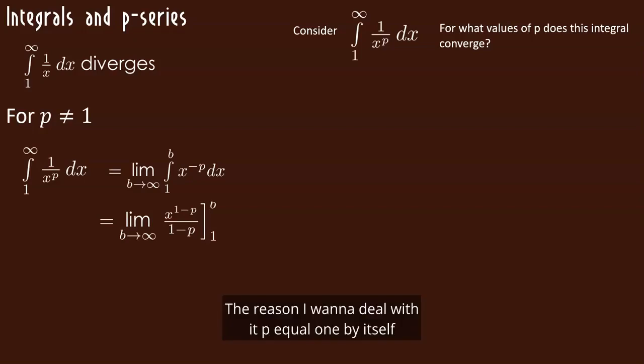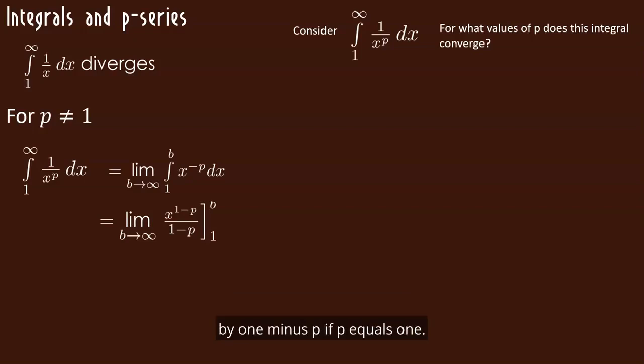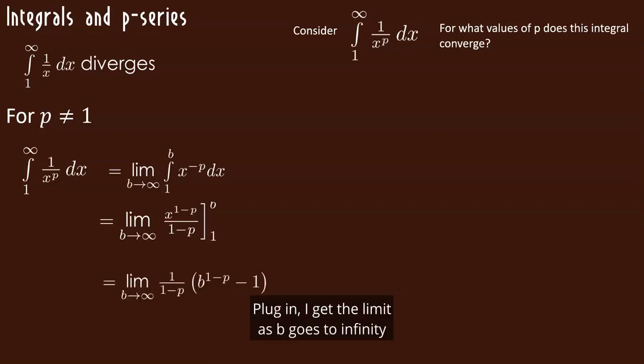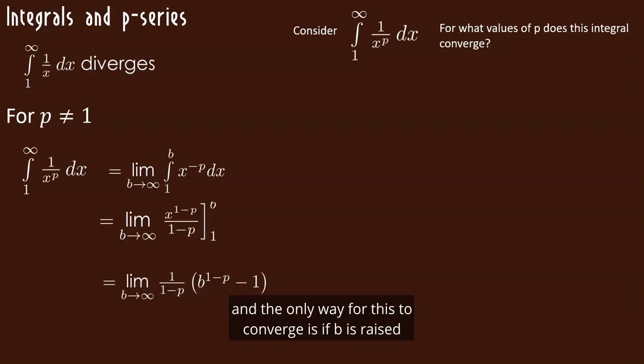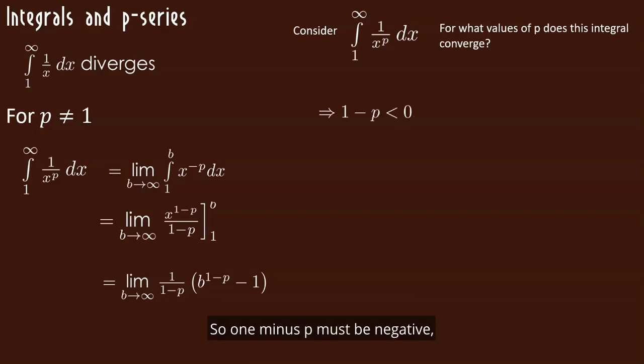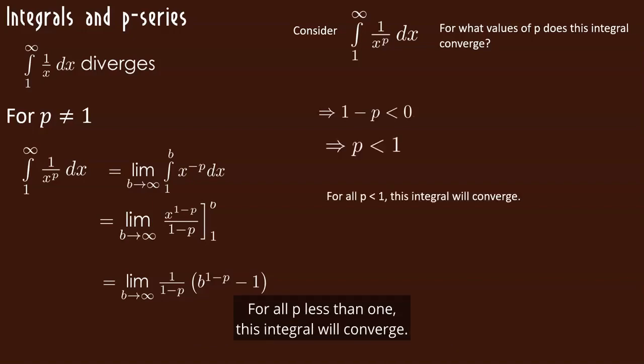The reason I want to deal with p equal 1 by itself is because normally I wouldn't be able to divide by 1 minus p if p equals 1. Plug in, I get the limit as b goes to infinity of 1 over 1 minus p, just stuck that out front, times b to the 1 minus p minus 1. I want this limit to converge, and the only way for this to converge is if b is raised to a negative power. So 1 minus p must be negative, which means p must be greater than 1. For all such p, this integral will converge.